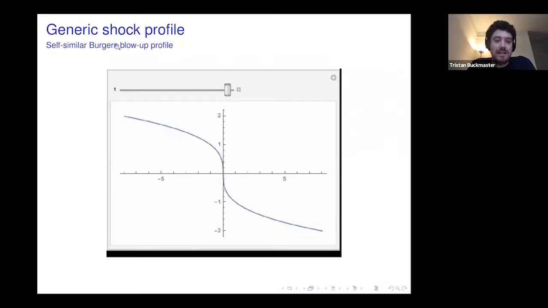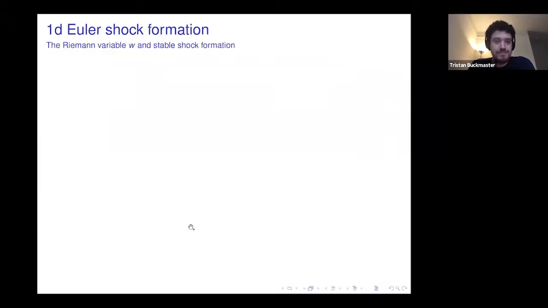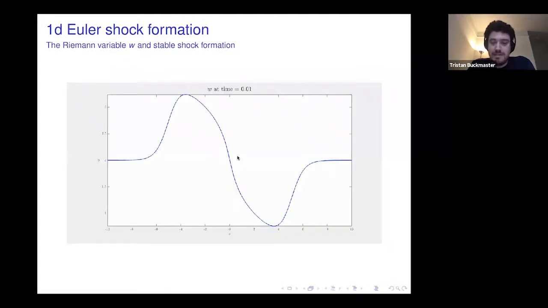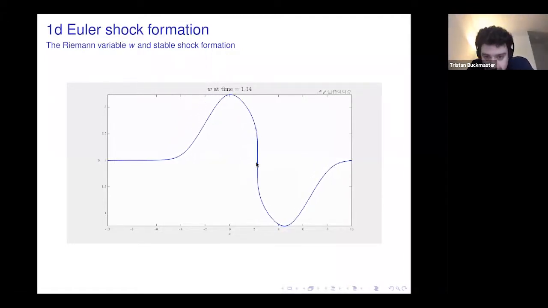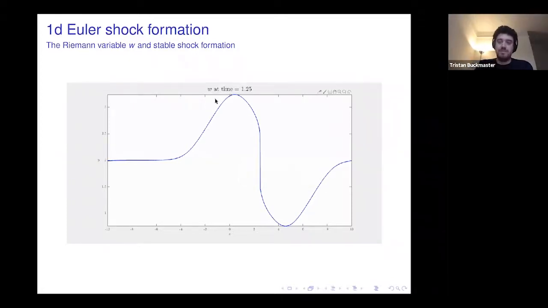So this is in fact the 1D Burgers equation. The same thing happens for Euler. This is an example of the case for Euler. So it's the same. If you zoom in here where the shock happens, it looks exactly like the one we had before. Of course, away from the shock, everything's different.